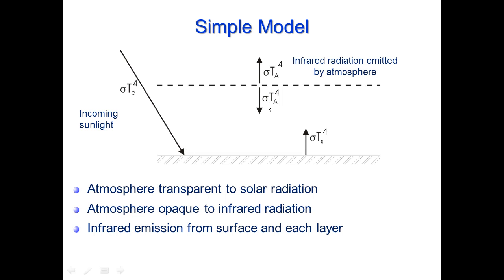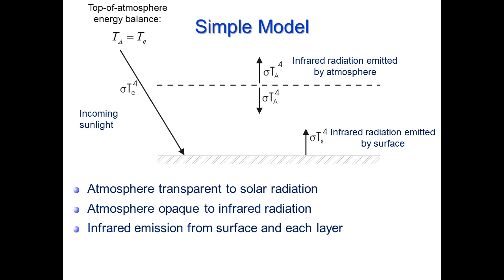These arrows represent infrared radiation emitted by the atmosphere. The atmosphere radiates energy both upward and downward, again by Stefan-Boltzmann, at the rate sigma times the atmospheric temperature raised to the fourth power. And finally, we have infrared radiation emitted by the surface at sigma T_S to the fourth.